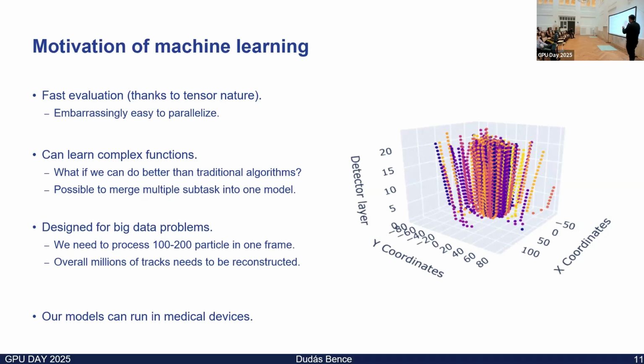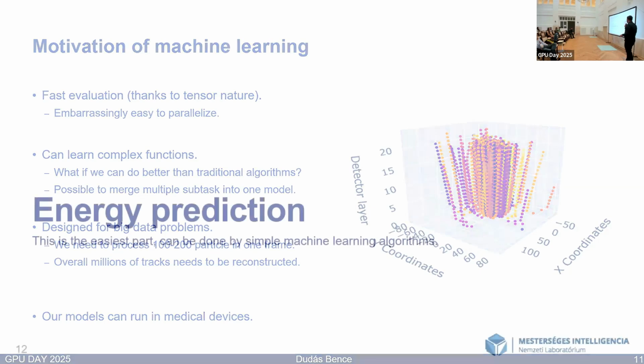And also, since deep learning is basically designed for big data problems, it's good when we have to process hundreds and thousands of particles. Even though the data we are using is not high in dimensionality, it is very large in numbers. And the good thing is that since we are not using too big models, these can be translated into medical devices, or at least that's the plan for the future.